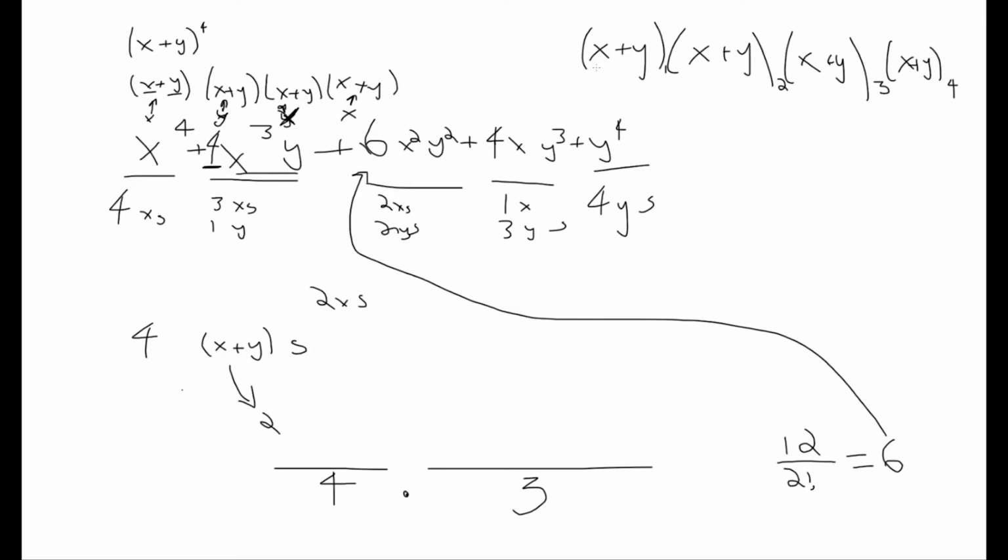So let's say we wanted 4 x's. That will be fulfilled, right? Because we're getting an x to the fourth. X cubed y, so 3 x's and 1 y. That's being fulfilled.